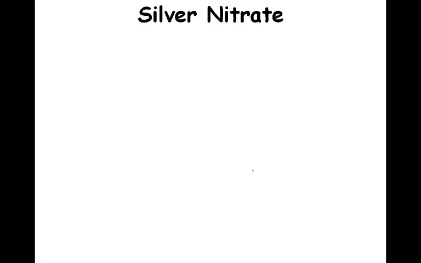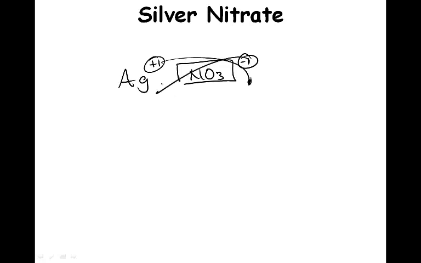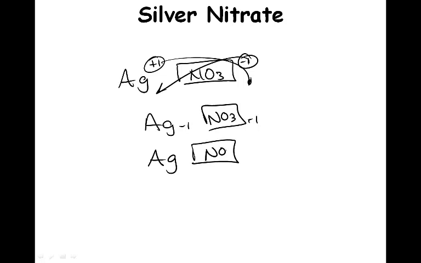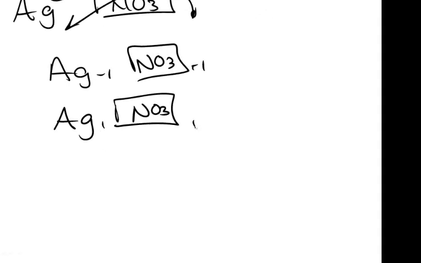For our last example, we'll take a look at silver nitrate. Silver is Ag plus 1. We get that from the back of our periodic table. Nitrate is an NO3, negative 1 ion. Crisscross for step 2. Ag minus 1, NO3 positive 1. Drop the signs, Ag, NO3, and reduce to Ag, NO3.